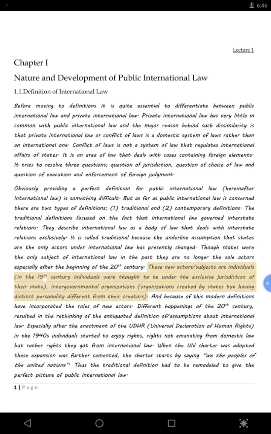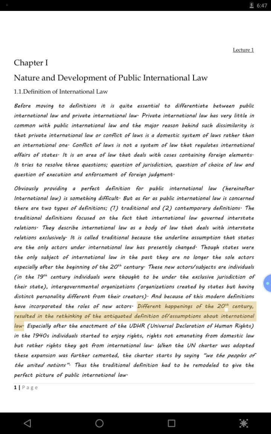These new actors, subjects, are individuals. In the 19th century, individuals were thought to be under the exclusive jurisdiction of their state. Also intergovernmental organizations, organizations created by states but having distinct personality different from their creators. And because of this, modern definitions have incorporated the roles of new actors.